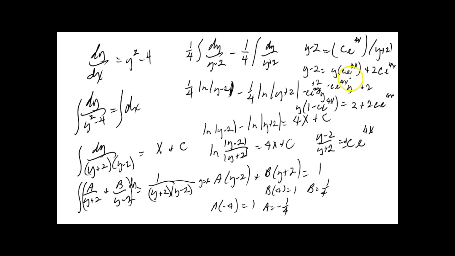Because you subtracted this one out and you wound up with that, which then would be y is equal to, factor out the 2 here, and you would have 1 plus 2c e to the 4x over 1 minus 2c e to the 4x. And that's what they got in the book.